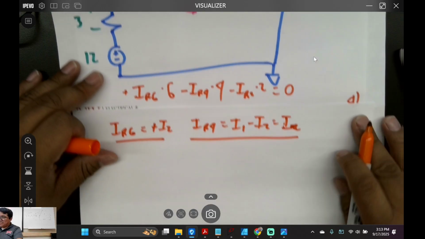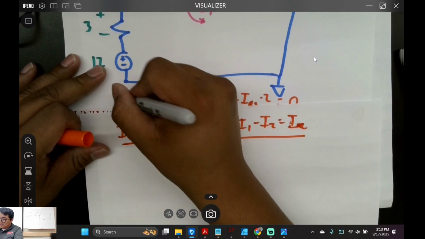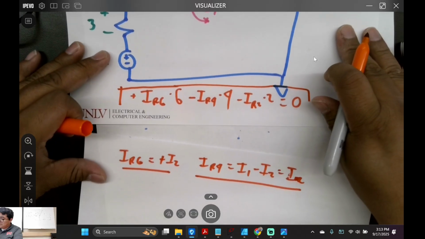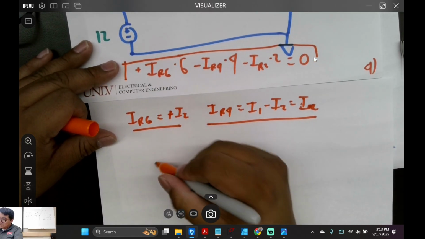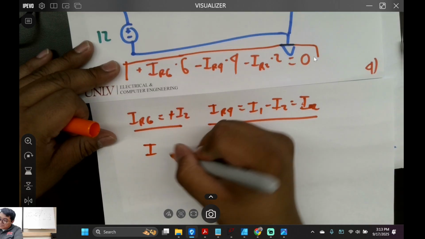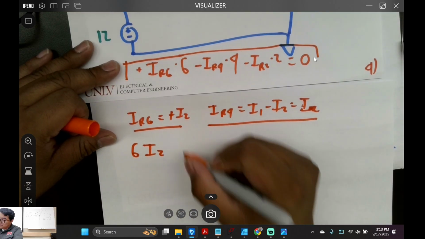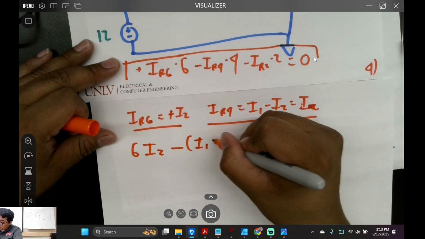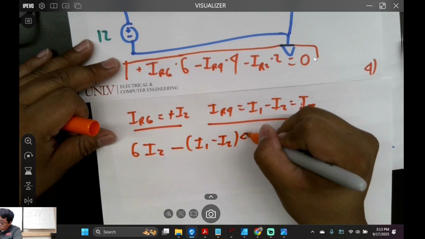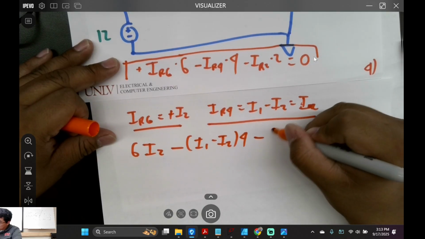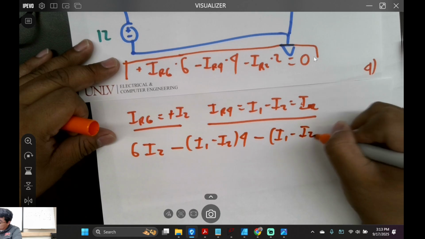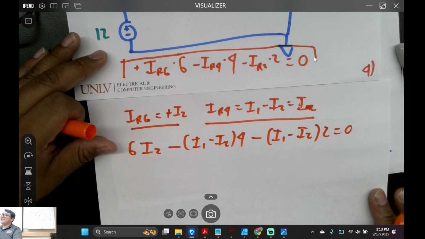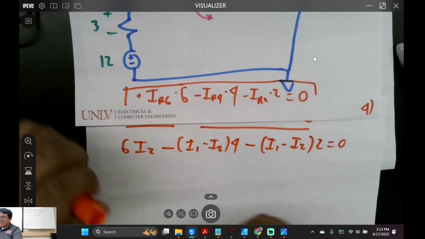Let's start plugging and chugging. Based on this equation over here, it's going to be 6 I2, minus (I1 minus I2) times 4, minus (I1 minus I2) times 2, is equal to 0. Is that good? Ready to simplify this?